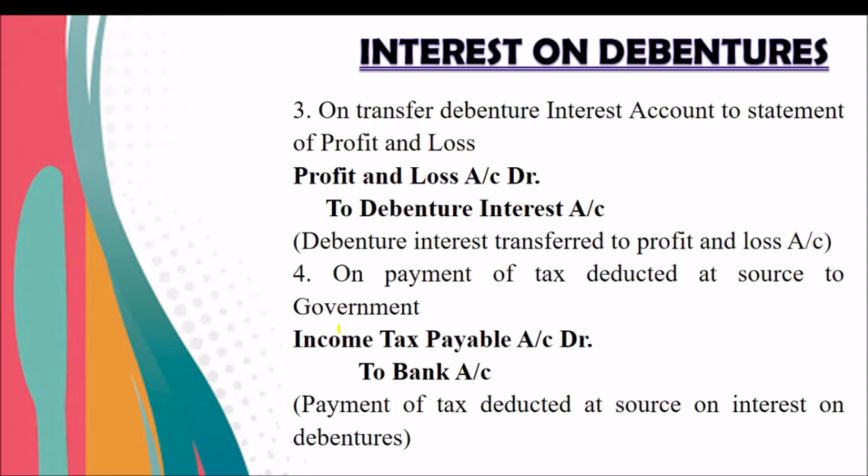And also when the company pays the income tax to the government, that income tax will be paid to the government. So income tax payable account to bank. That is the entry for the payment of income tax. And you know very well, the amount of interest will be deducted from profit and loss account every year. So profit and loss account to debenture interest account. It will be shown in the debit side of profit and loss account. So it will be an expense or loss for the organization.